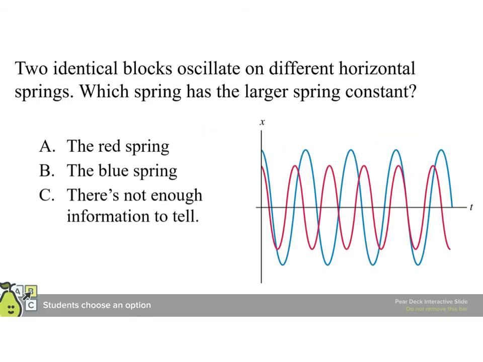Two identical blocks oscillate on different horizontal springs. Which spring has the larger spring constant? Well, we'll want to look at the period, which is 2 pi root m over k. So a higher period means a lower k. And we know that the m's are identical because they're identical blocks. So we're really asking, since we want the larger spring constant, we want the least period. But that's relatively easy.